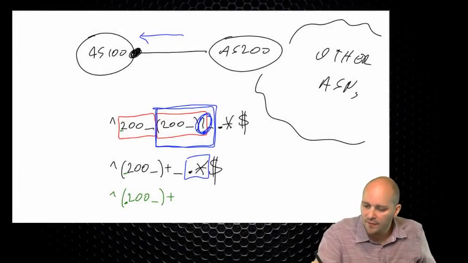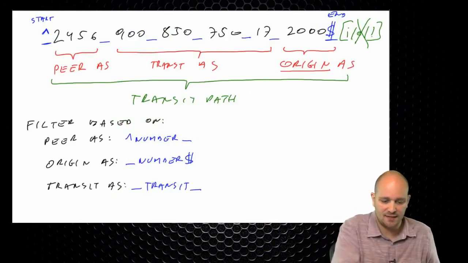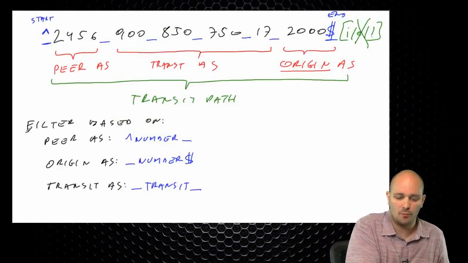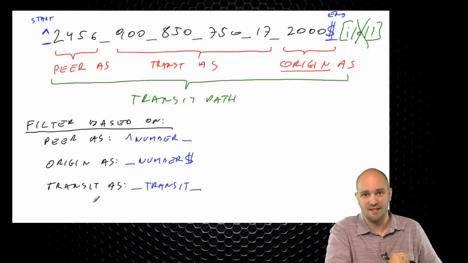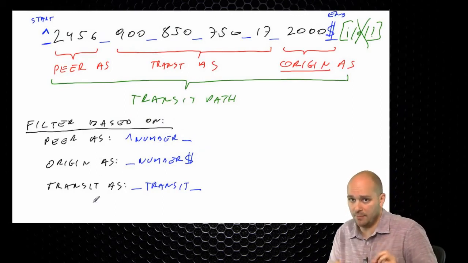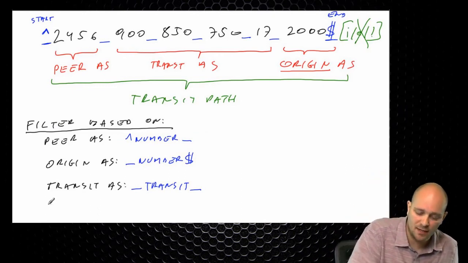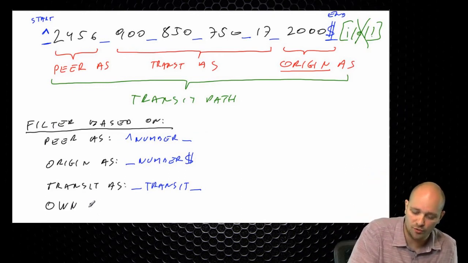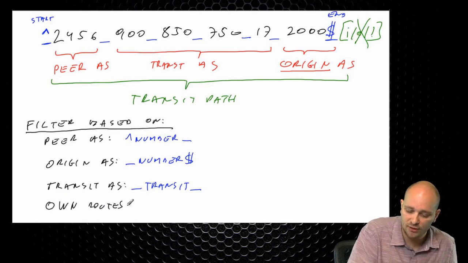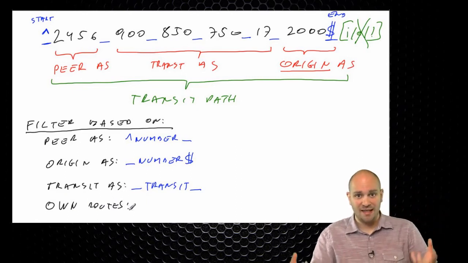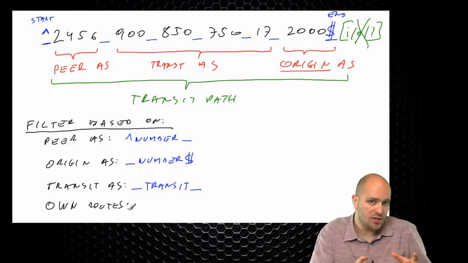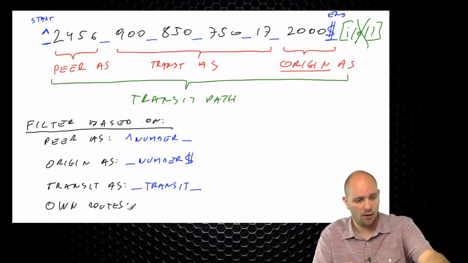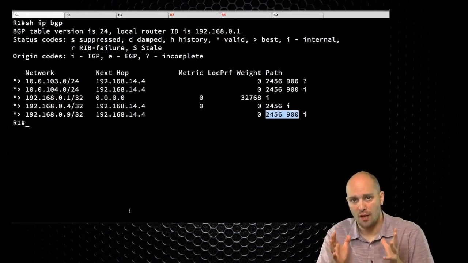Going back to this example here, where I said that in the lab, you are most likely to be asked to filter based on peer AS origin or transit AS. Now, there is one more thing that they might ask you to do, and that is filter just your own routes. Now, routes that are originated in the AS in which you are. The routes that are originated in the AS in which you are will have no AS path.